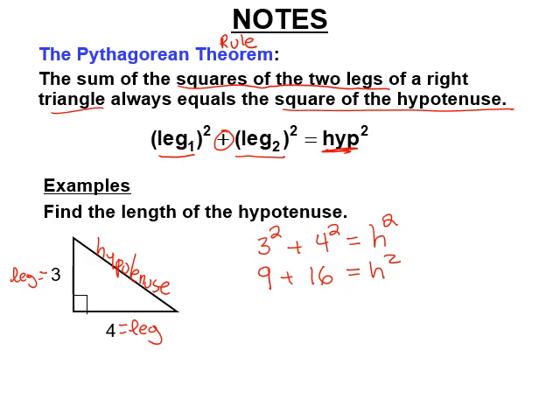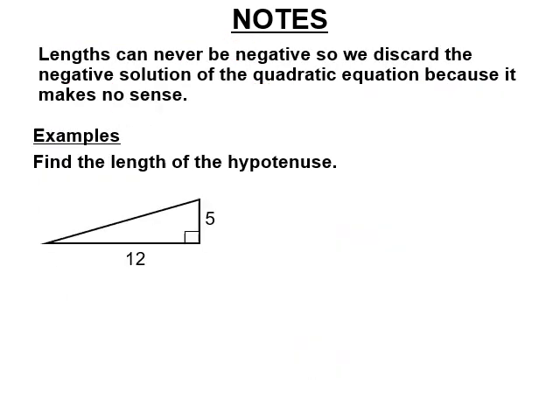That should look like a quadratic equation from the last lesson. 9 plus 16 is 25. 25 equals h squared. So h could be 5 or negative 5. But the side of a triangle can't be negative 5. This is going to happen quite a bit as you go higher in math. The theory says that there's two answers, but in reality, we know the length of a side of a triangle can only be a positive number. So we're going to write h equals 5. I want you to write that negative number down and cross it out, so you know that the quadratic equation has two answers, but you're showing that it makes no sense.